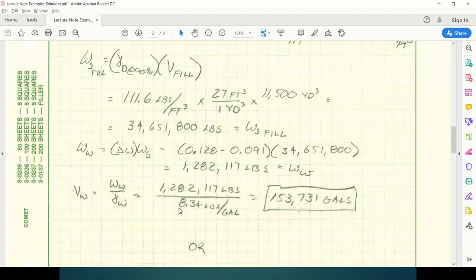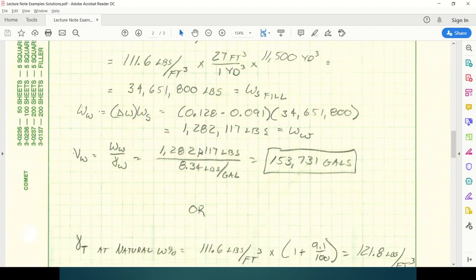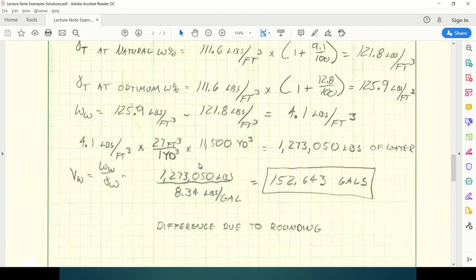Now knowing the volume of water equals the weight of water divided by the density of water, but I'm using pounds per gallon instead of 62 pounds per cubic foot. This is equivalent. So I need to bring in 153,731 gallons. So if you look here, change in water content times the weight of solids. Or I did it a different way.